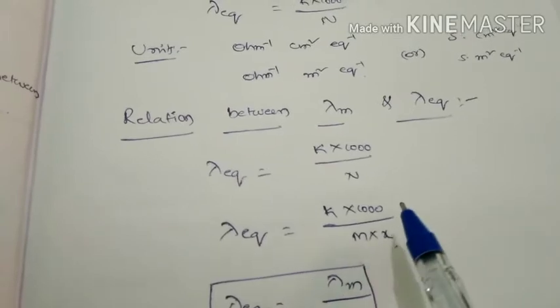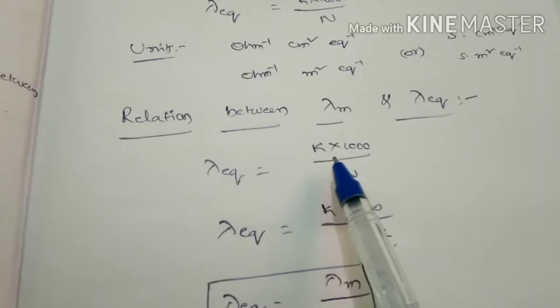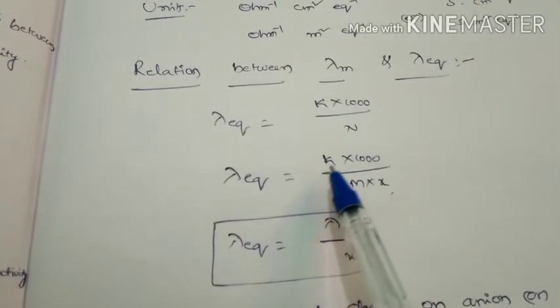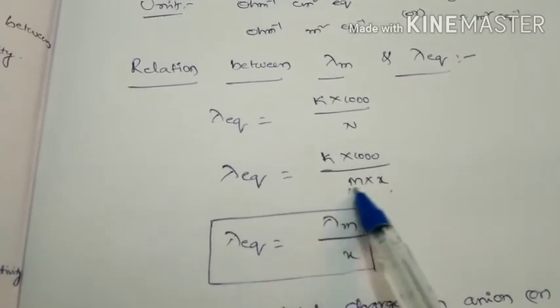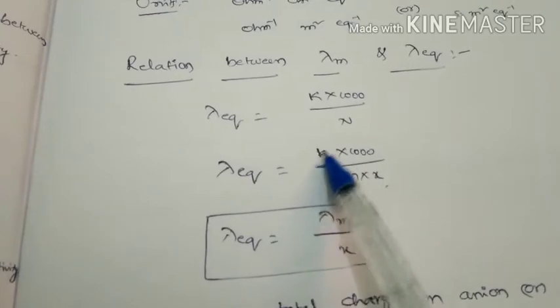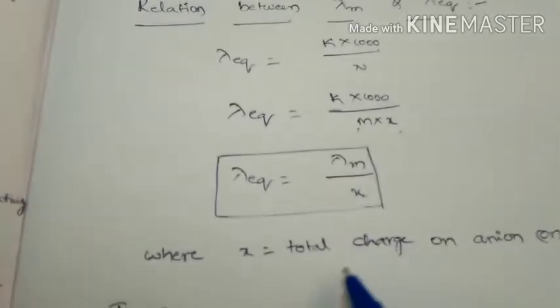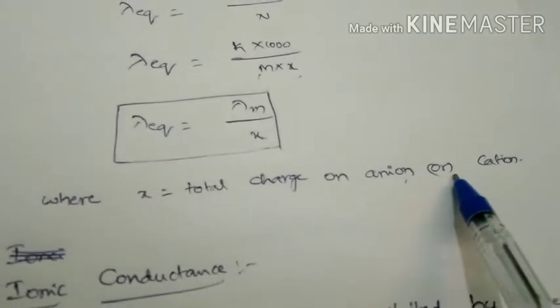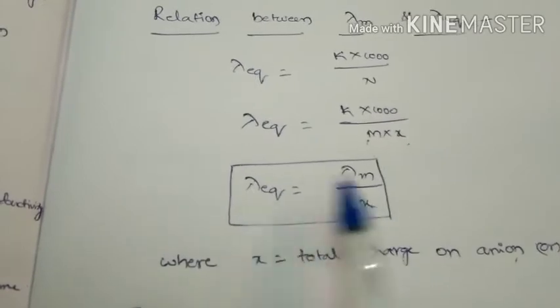By using that point, this equation becomes lambda eq equals k into 1000 by M into x. This part, k into 1000 by M, is lambda m, so lambda eq equals lambda m by x, where x is the total charge on the anion or cation. So this is the relation between equivalent conductance and molar conductance.